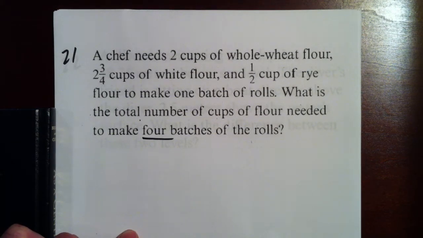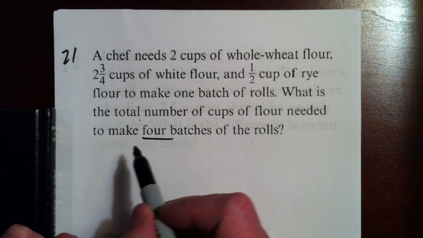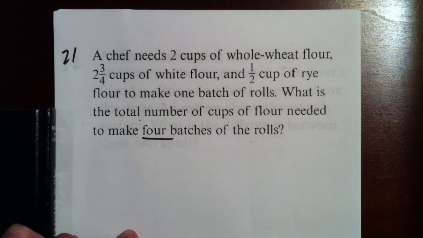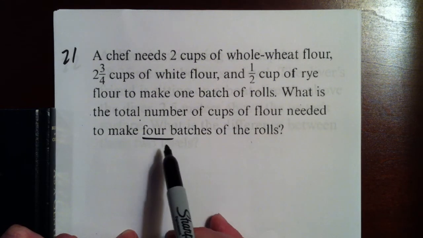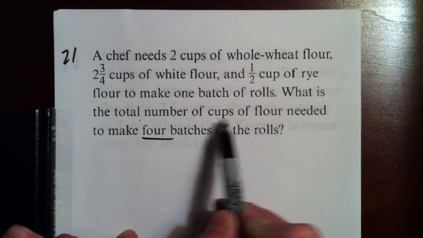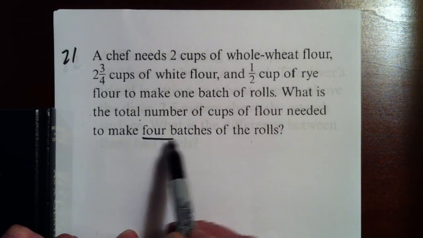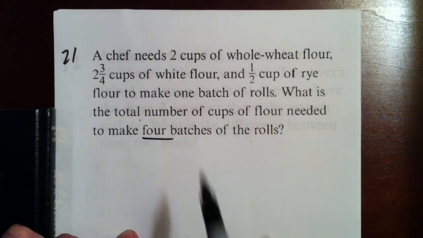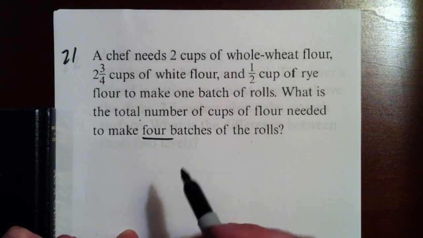So we have to really be careful and look at what the question is asking us, because this may be on a multiple choice test on the CRCT. And if you just add up 2 3/4, 2 1/2, and come up with an answer, you'd be wrong, because it's asking what is the total number of cups of flour needed to make 4 batches. So we're going to have to take the answer of all this added up and multiply it by 4. Well, first we have to add.